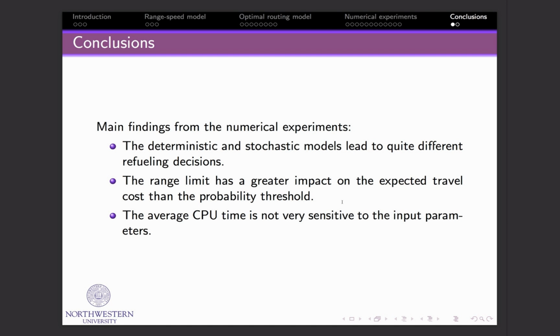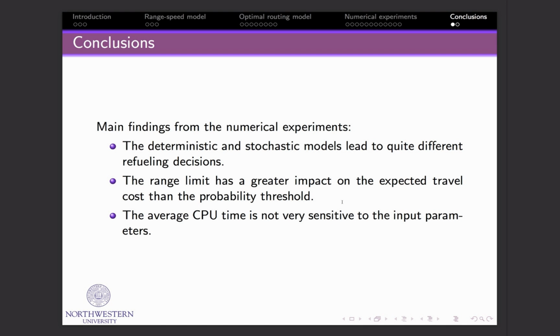From the numerical results, we can see the deterministic and stochastic models lead to quite different refueling decisions, which highlights the impact of uncertainty and the consideration of arrival probability. The second is that different probability thresholds and range limits may lead to different optimal paths. In general, the range limit has a greater impact on the expected travel cost than the probability threshold.